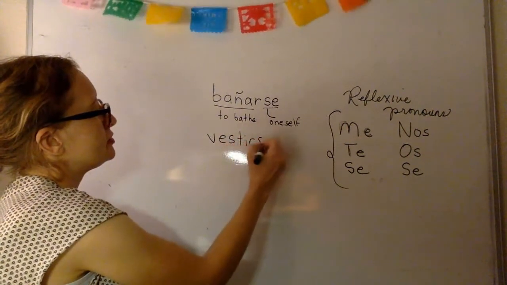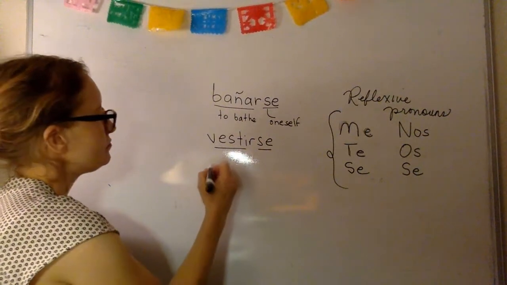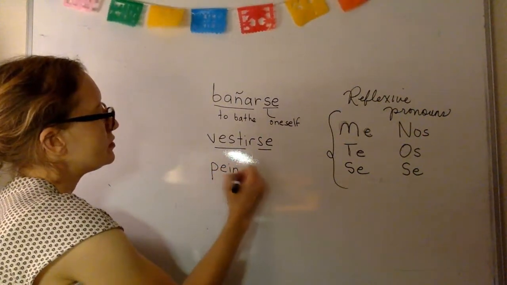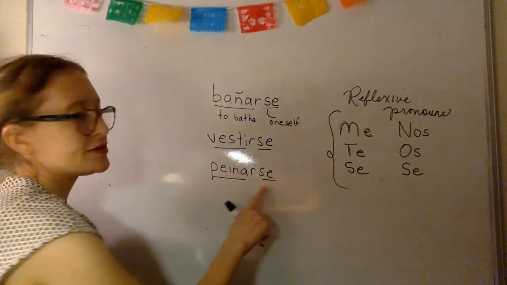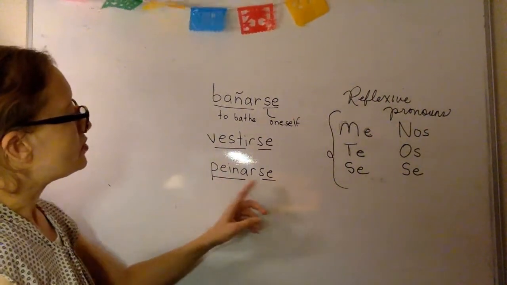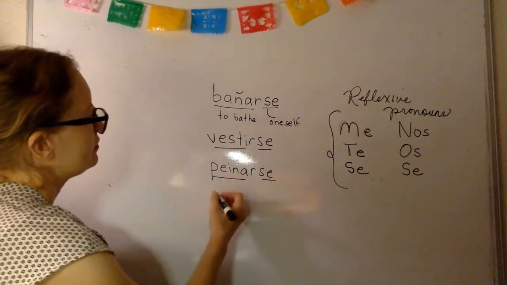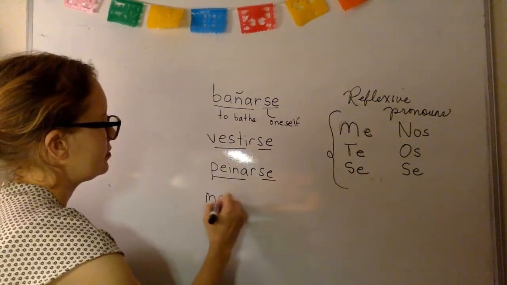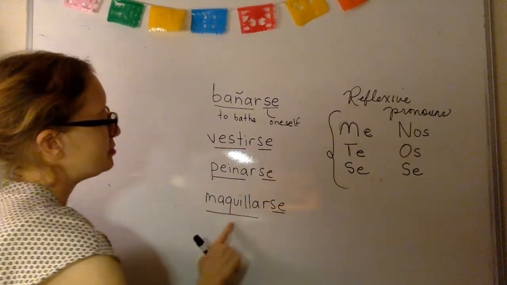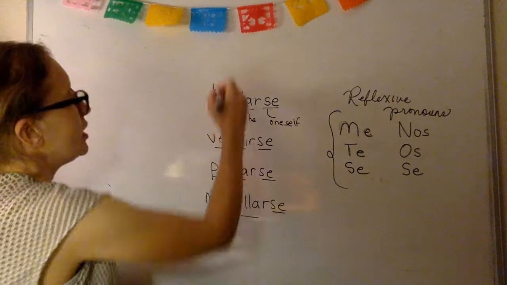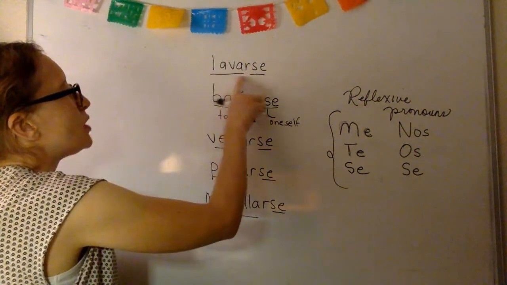Vestirse, to dress oneself. Peinarse, to comb oneself, and it's understood that you're combing your hair. To comb oneself or to brush one's hair. Maquillarse, to put makeup on oneself. And let's do one more. Lavarse, to wash oneself.